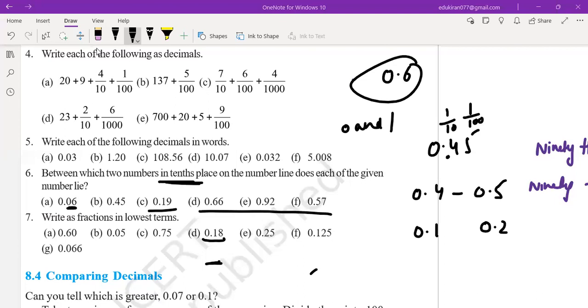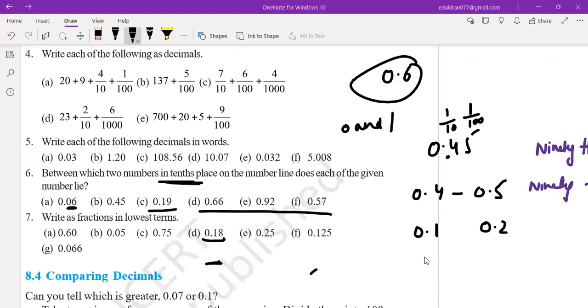Okay, both of you done? Yes, ma'am. Okay. So, who will tell me the answer? Ma'am, for the D1 or the A1? For the D1. Ma'am, 0.6 to 0.7.